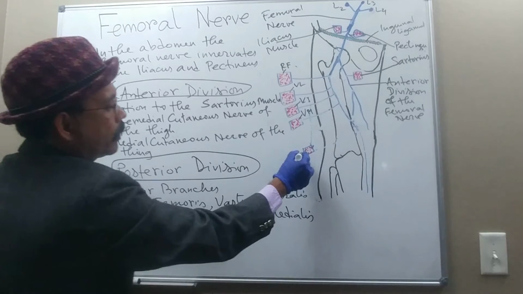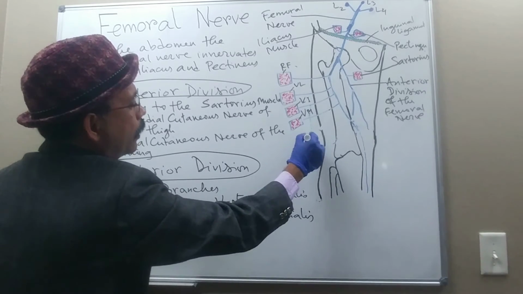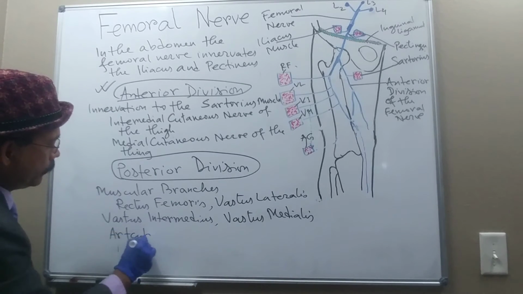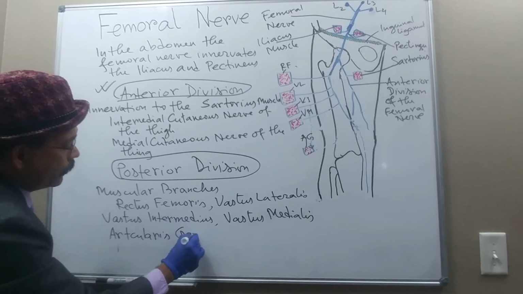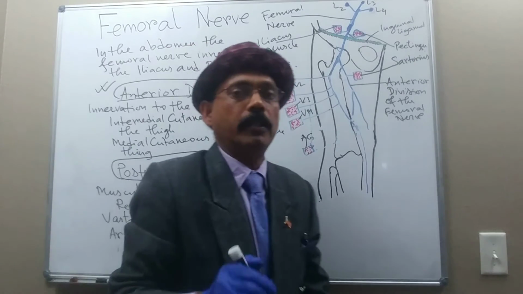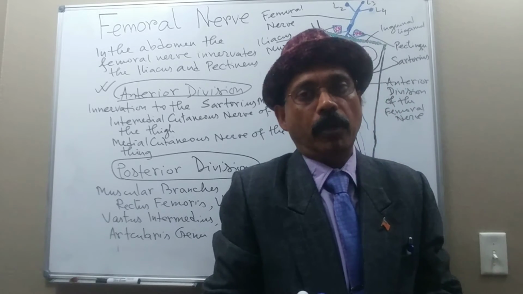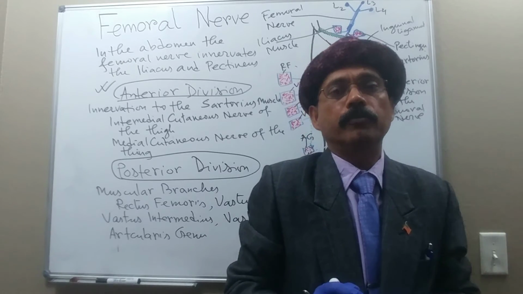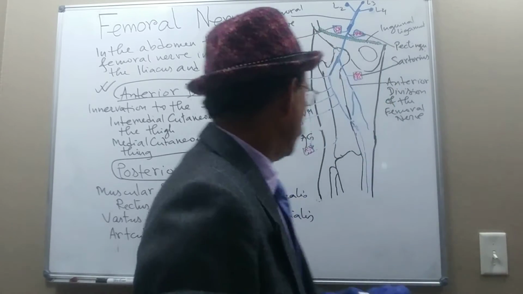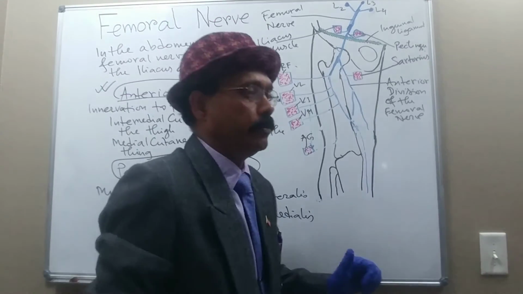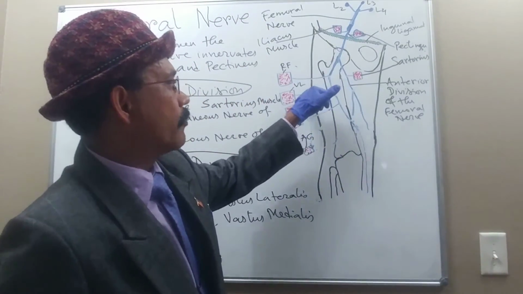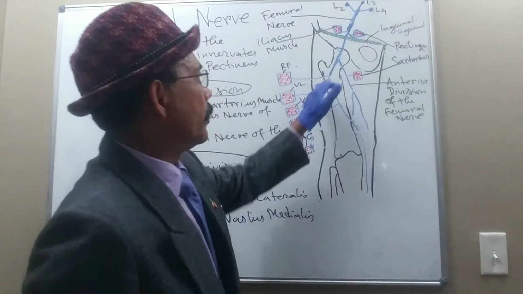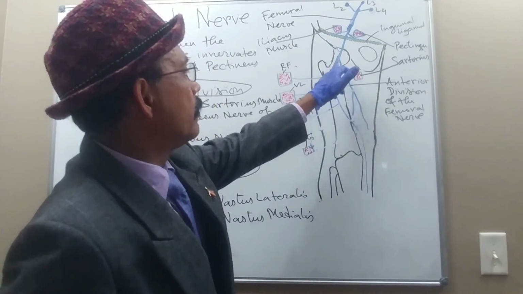Another muscle called the articularis genu. This is a small slip of muscle that takes origin from the anterior part, the lower end of the shaft of the femur, and goes to the synovial membrane of the knee joint. Articularis genu actually gets innervation through the nerve to the vastus intermedius. That is a branch of the posterior division of the femoral nerve.